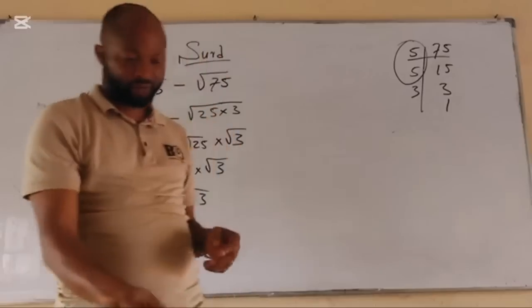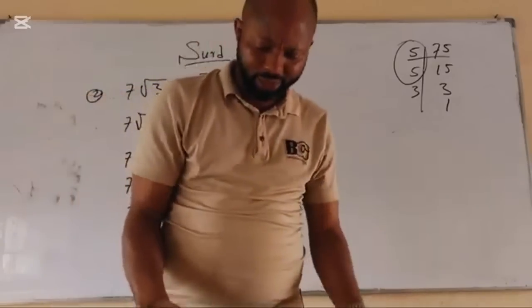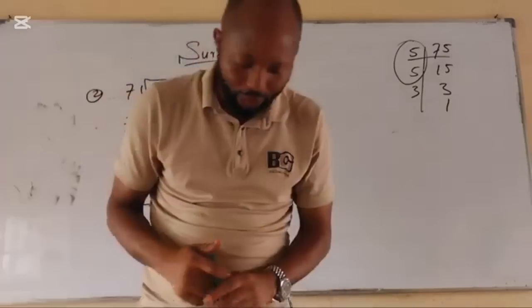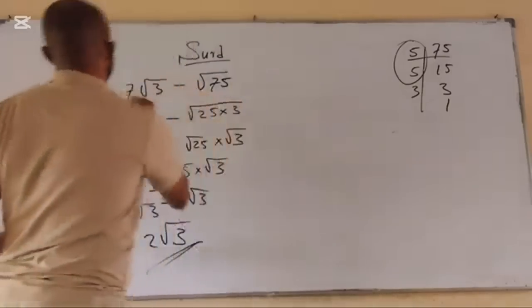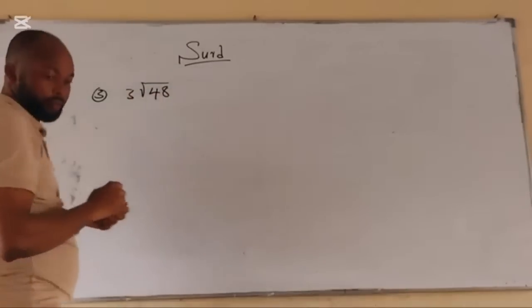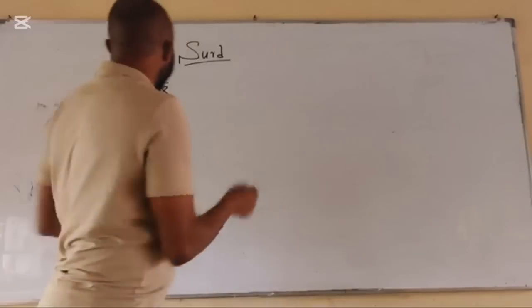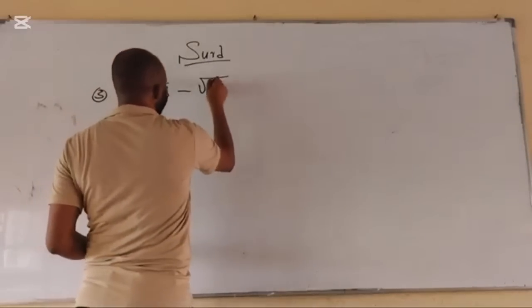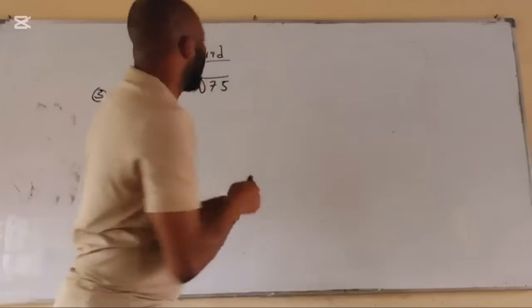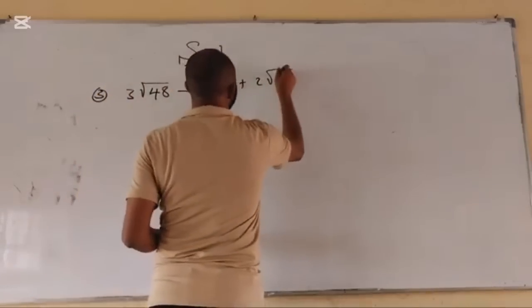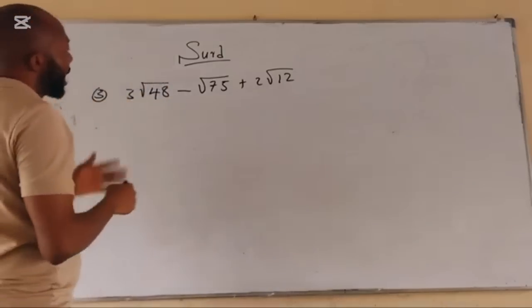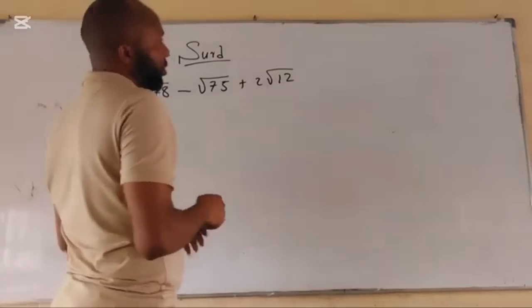Okay. Let's take another one. Evaluate 3 root 48 minus root 75 plus 2 root 12. So 48 and 75, let's break this down.